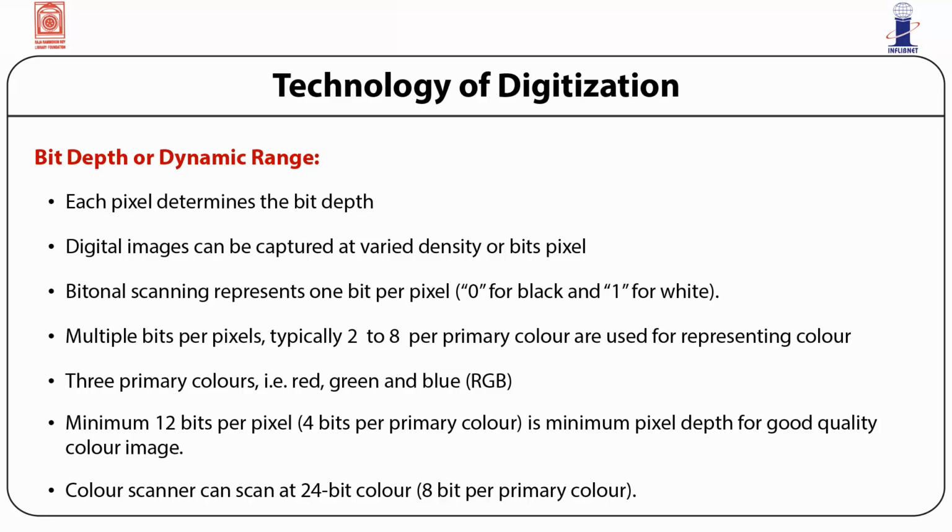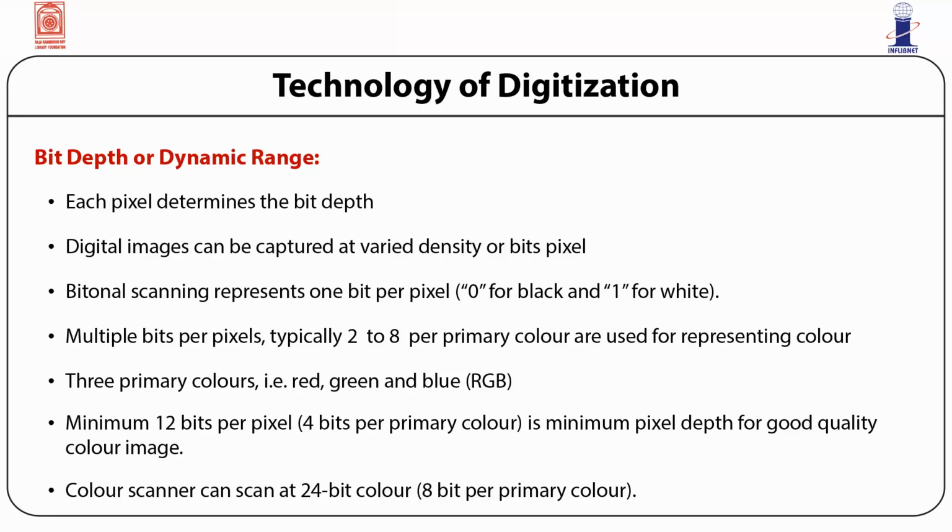Now, technology for digitization. I have mentioned the different parameter specifications to be checked technically for the best digitization. One is bit depth or dynamic range. And here we need to look at that technically. When you are seeing a photograph or text on a screen, you know that it has been created with some dots. These dots are called pixels. So each pixel determines the bit depth.